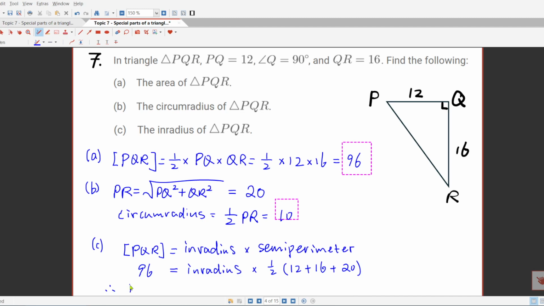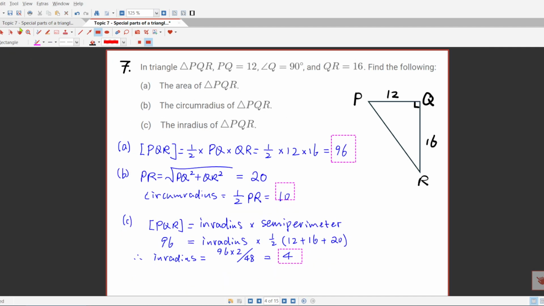And of course we know the inradius is then 96 times 2 over, okay, 28, 48, which gives us 4, right? Alright, if you haven't done this, give it a final look and if no questions, we'll jump to the next one, okay?